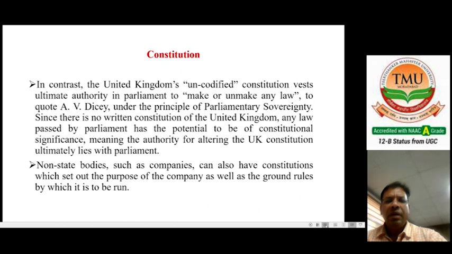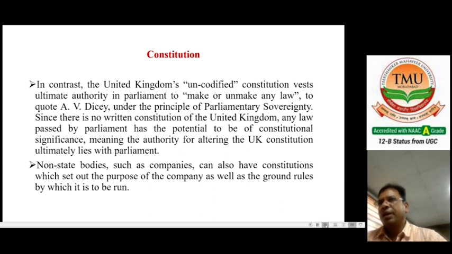In contrast, in the United Kingdom, that means England, there is an uncodified constitution vesting ultimate authority in the parliament to make or unmake any law, to quote A.V. Dicey, under the principle of parliamentary sovereignty. Since there is no written constitution in the United Kingdom, any law passed by parliament has the potential to be of constitutional significance, meaning the authority for altering the UK constitution ultimately lies with the parliament.